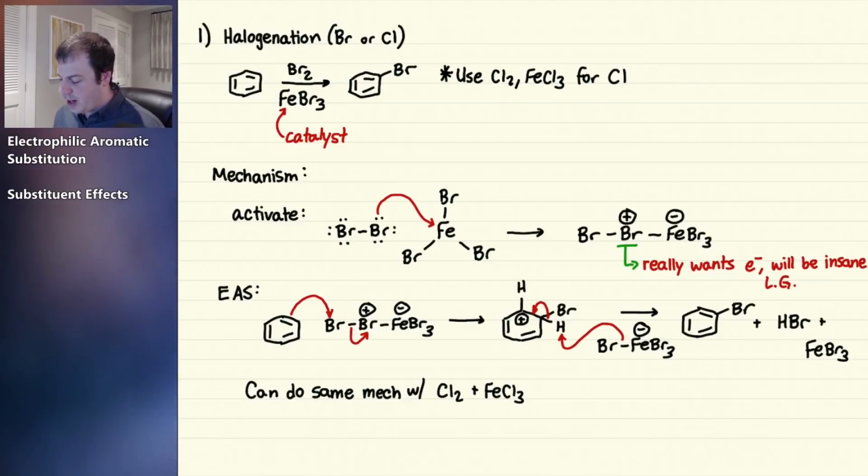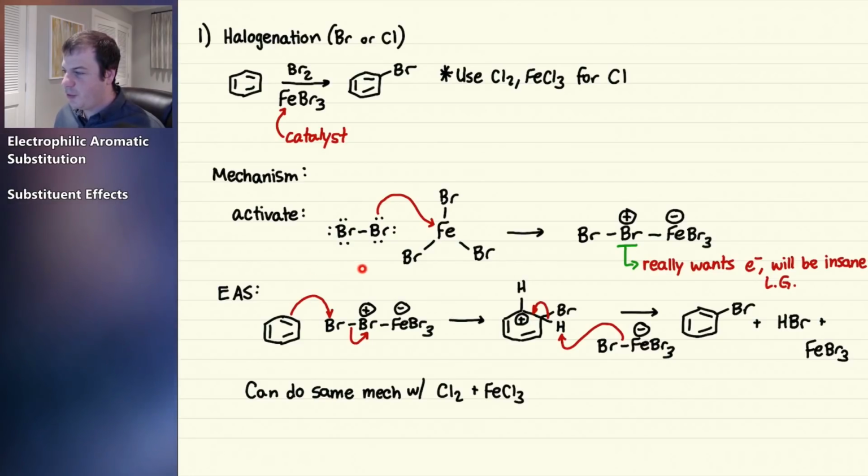The halogenation reaction conditions were, from benzene, we treated it with Br2 and an FeBr3 catalyst. You could also swap out chlorine for the bromine. And that's going to add 1 halogen to the ring. We looked at the mechanism.